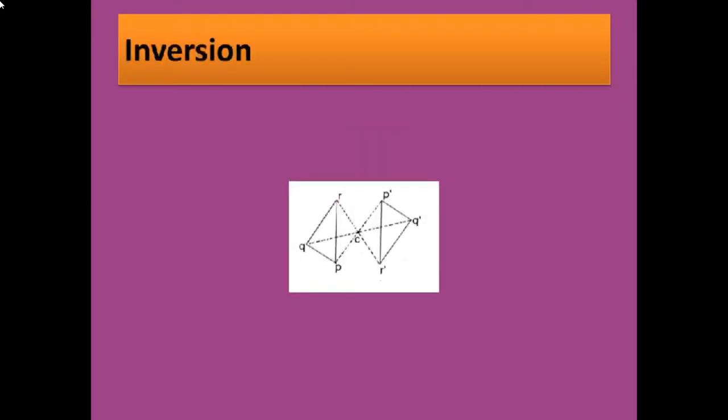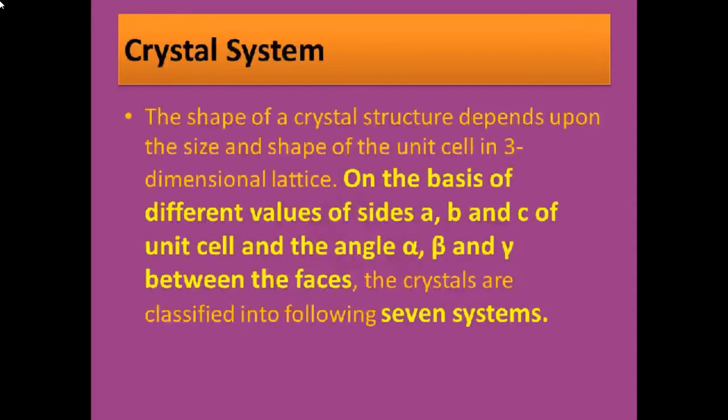The diagram shows the inversion. The lattice possesses an inversion symmetry if for every point given by the position vector r, there is a corresponding lattice point at the position vector minus r. This diagram indicates the inversion symmetry. The shape of a crystal structure depends upon the size and shape of a unit cell in the dimension, in the three-dimensional lattice.